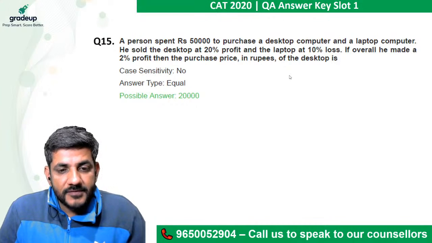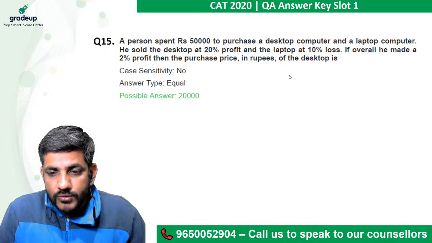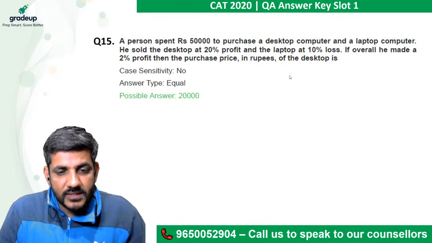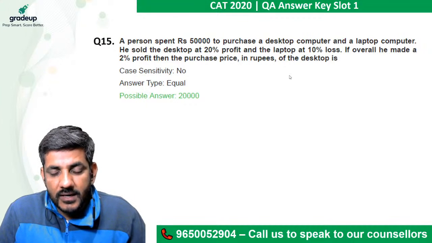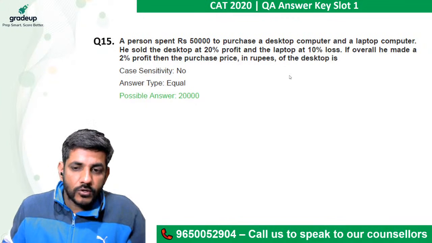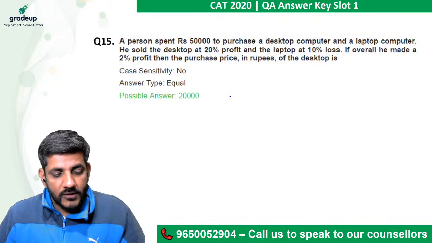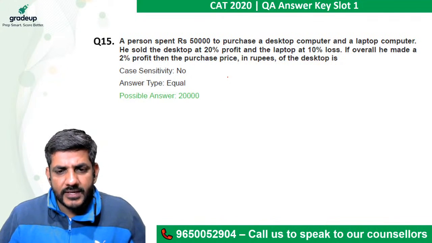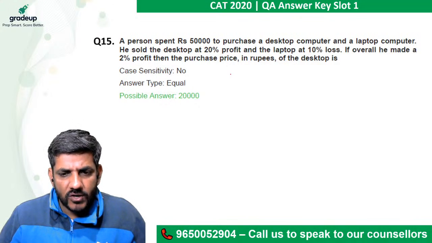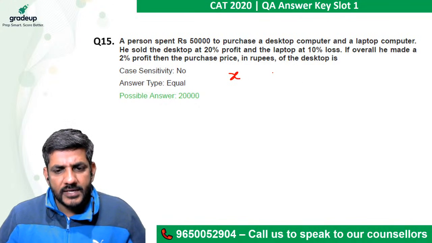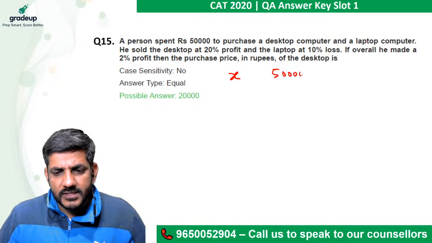A person spent 50,000 to purchase a desktop computer and a laptop computer. He sold the desktop at 20% profit and the laptop at 10% loss. Overall, he made 2% profit. Then the price of the desktop is. So one way of doing it is this. Let us say the price of the desktop is X. So the price of the laptop would be 50,000 minus X, right?